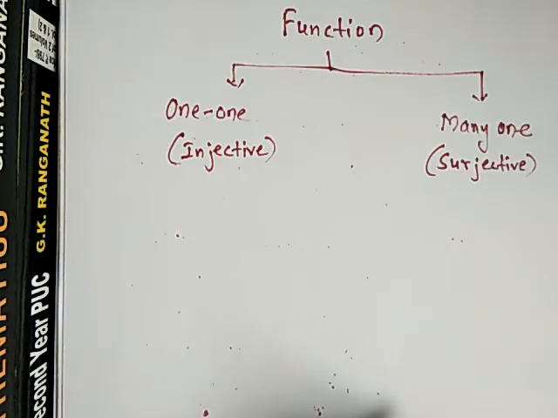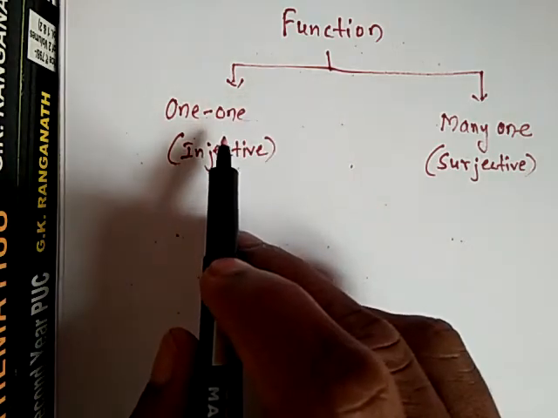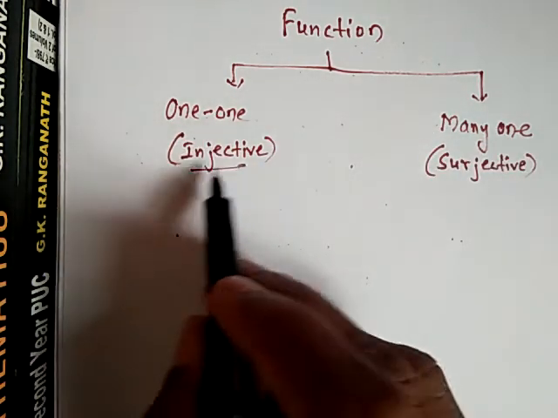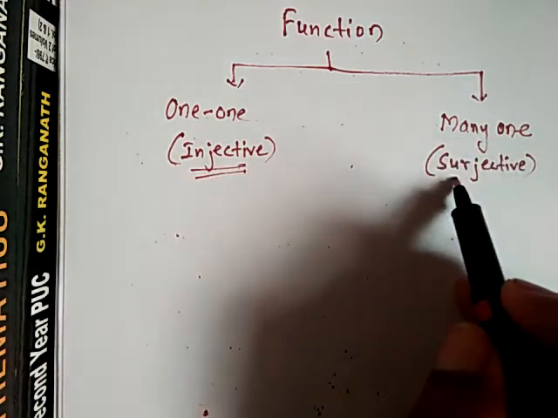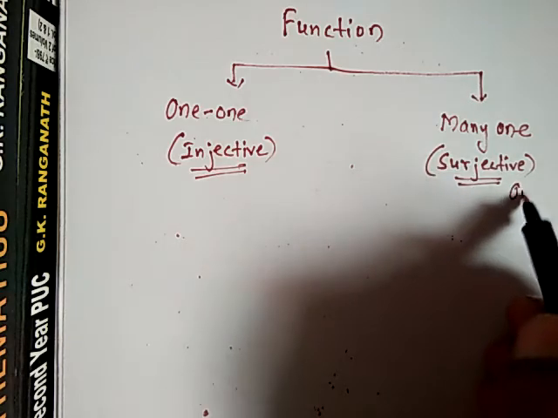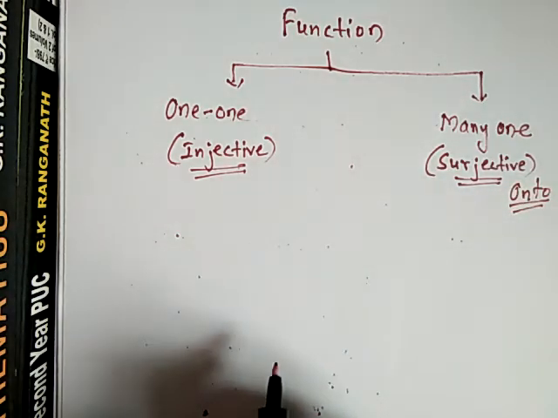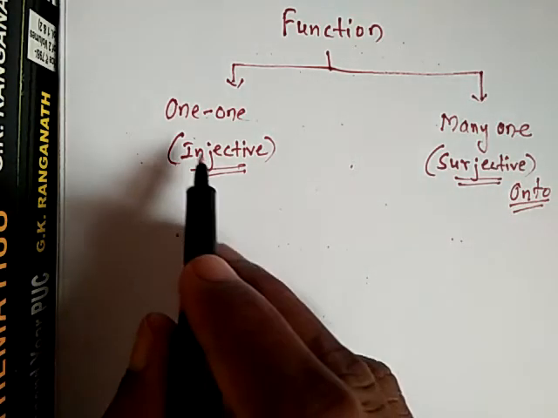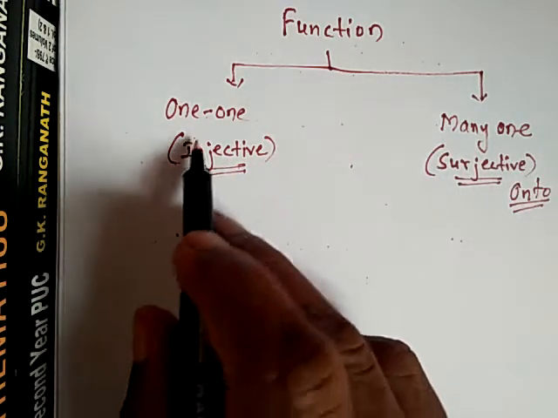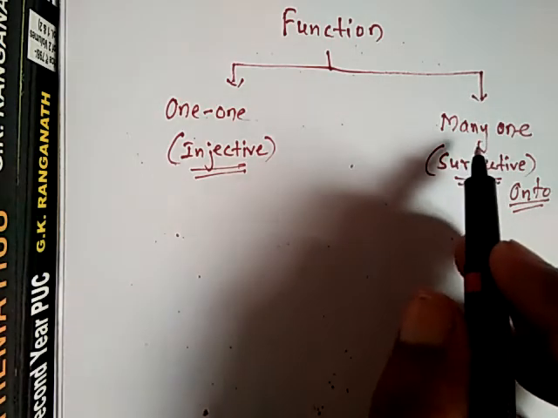In functions there are two types: one-one function and many-one function. A one-one function is also known as injective, and a many-one function is also known as onto, or surjective. So when do we say a function is one-one, and when do we say a function is many-one?